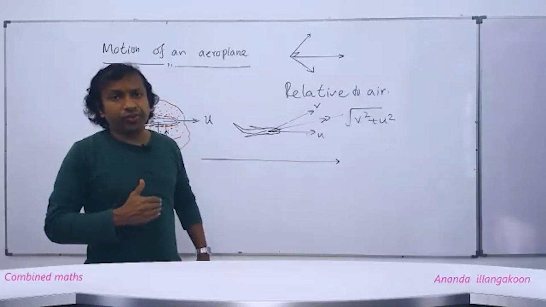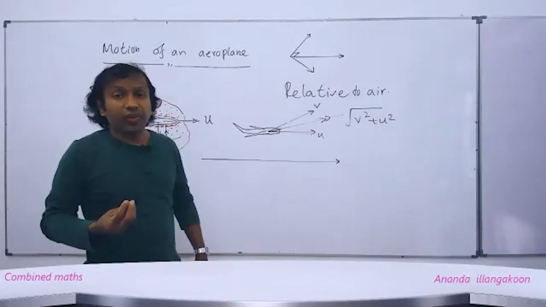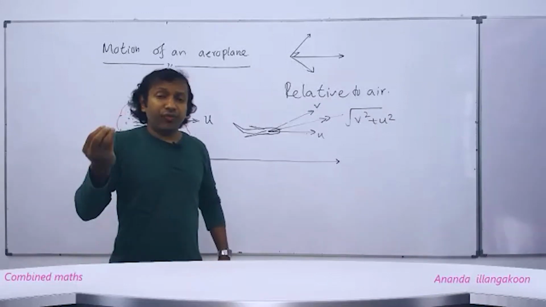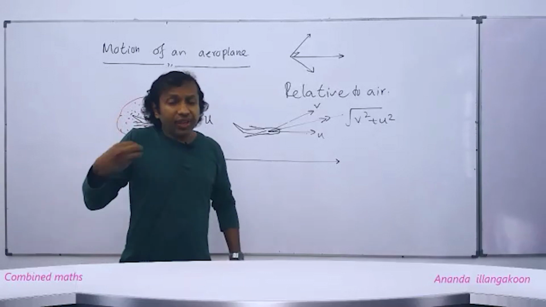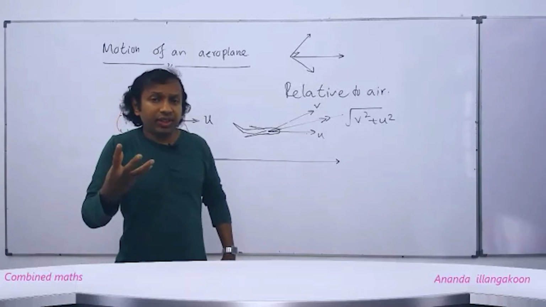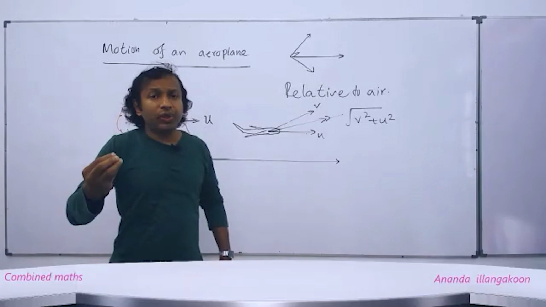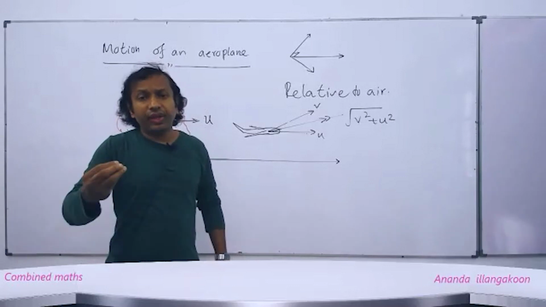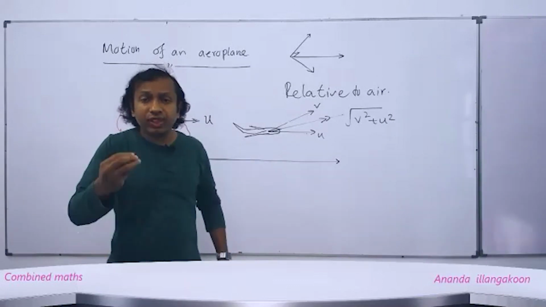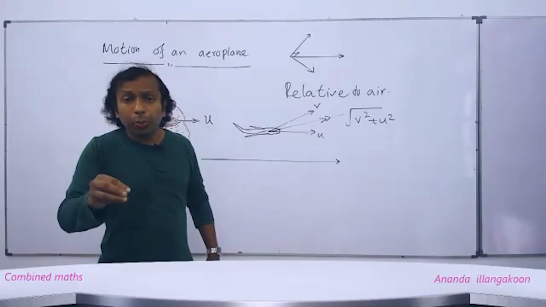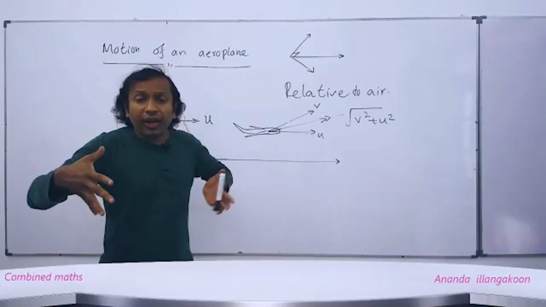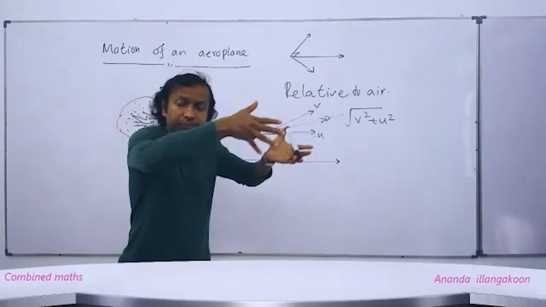Reality is this: whether the wind blows or not, that velocity produced by the engine of the aeroplane is the velocity the aeroplane would have when there is no wind, and that velocity is always acting along the body.